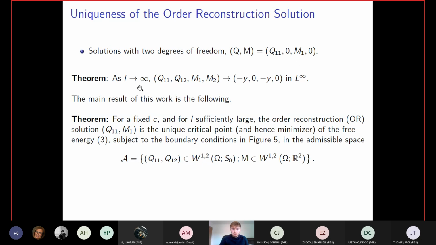And so to begin with, we have a convergence result, which says as L tends to infinity, full solutions of the system should tend to the order reconstruction solution minus y0 minus y0. And this ties into the main result of the work, which is a uniqueness result, which says for a fixed C and sufficiently large L, the order reconstruction solution is the unique critical point and therefore minimizer of the ferronematic free energy. And since it's unique, it is therefore also globally stable in this limit of large L.